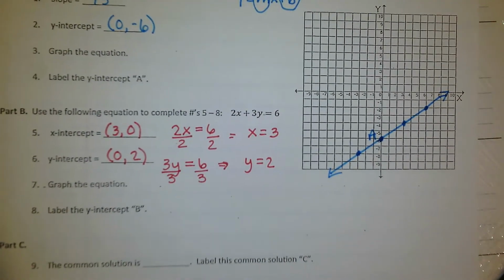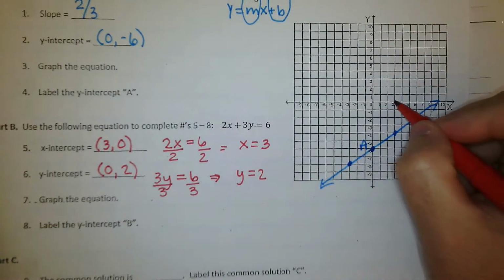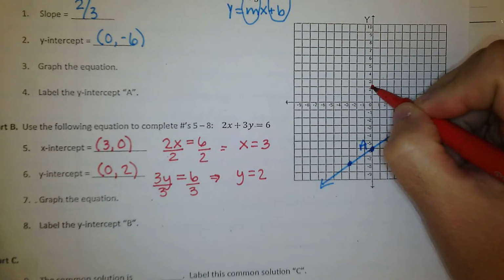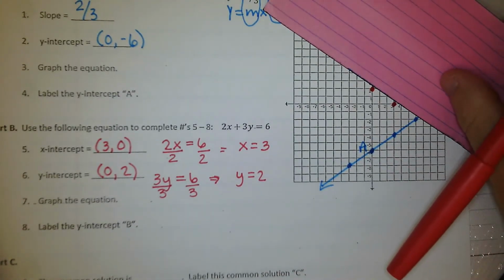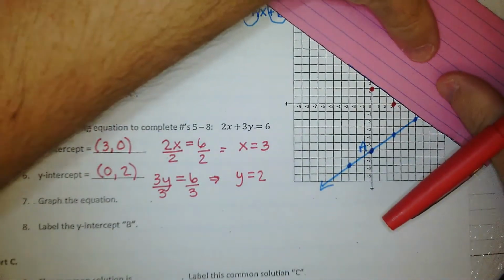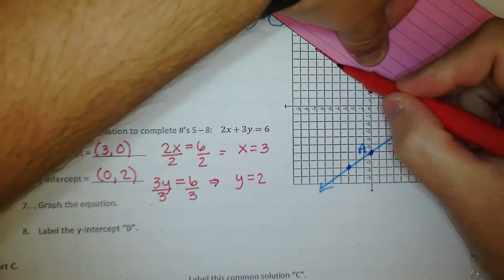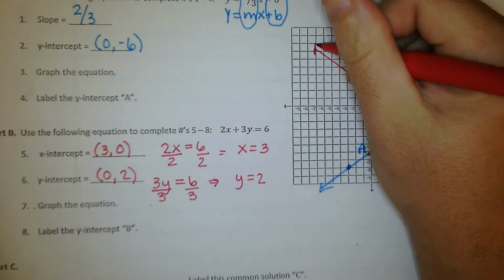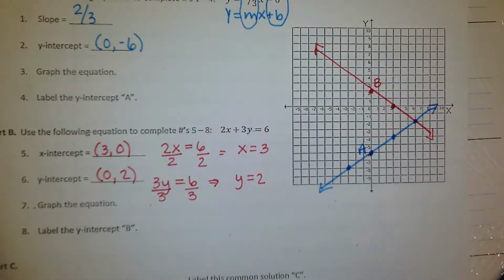So if I was going to graph using intercepts, I would only have to plot those 2 points. So I'm going to go to 3, 0, which is on the x-axis. It's an x-intercept. Y-intercept is 0, 2. I'm going to take my straight edge, and I'm going to see right away that there is going to be a point of intersection. Move a little bit closer. Right here. Boom. Now it says label the y-intercept B. So here's my y-intercept, and that is B.